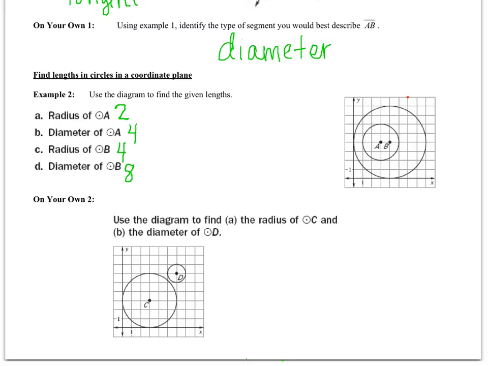Okay, so looking at this one, it says use a diagram to find the radius of circle C and the diameter of circle D. So circle C is right here. The radius is 1, 2, 3. So that is 3. The diameter of circle D, well, here's circle D, here's the center of D, and 1 goes just to the outside from the middle. That would be my radius of 1, but all the way across my diameter would be 2. All right, let's turn the page.